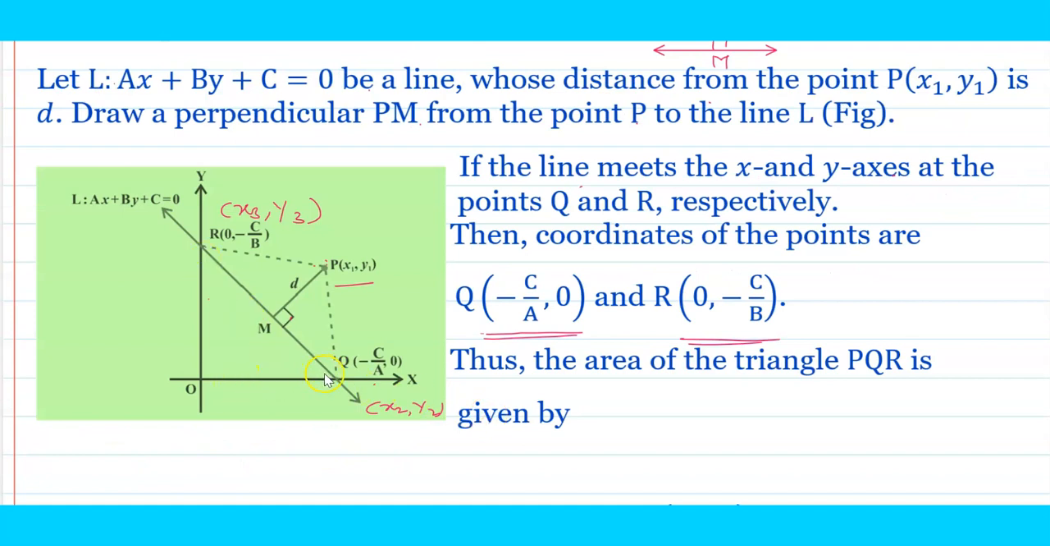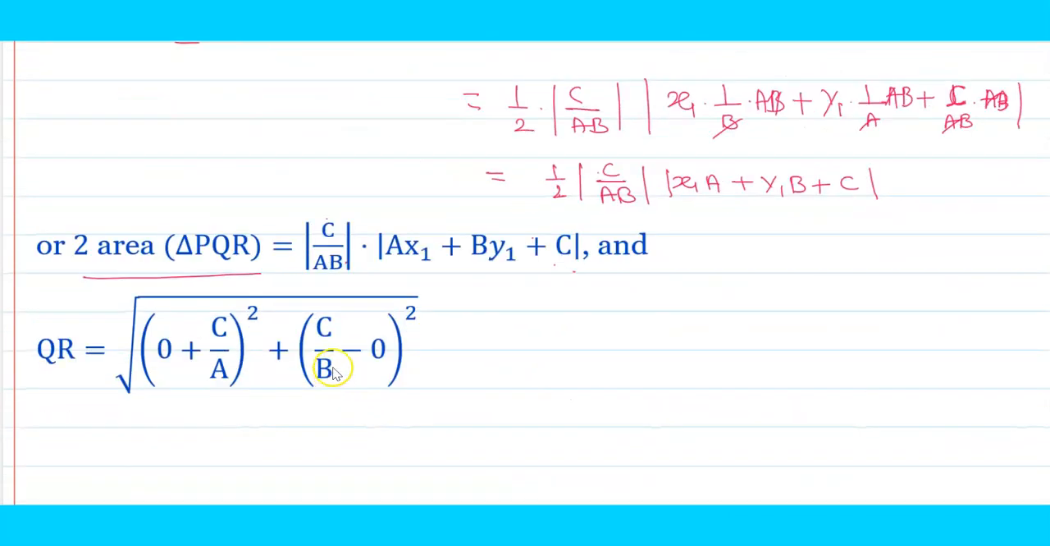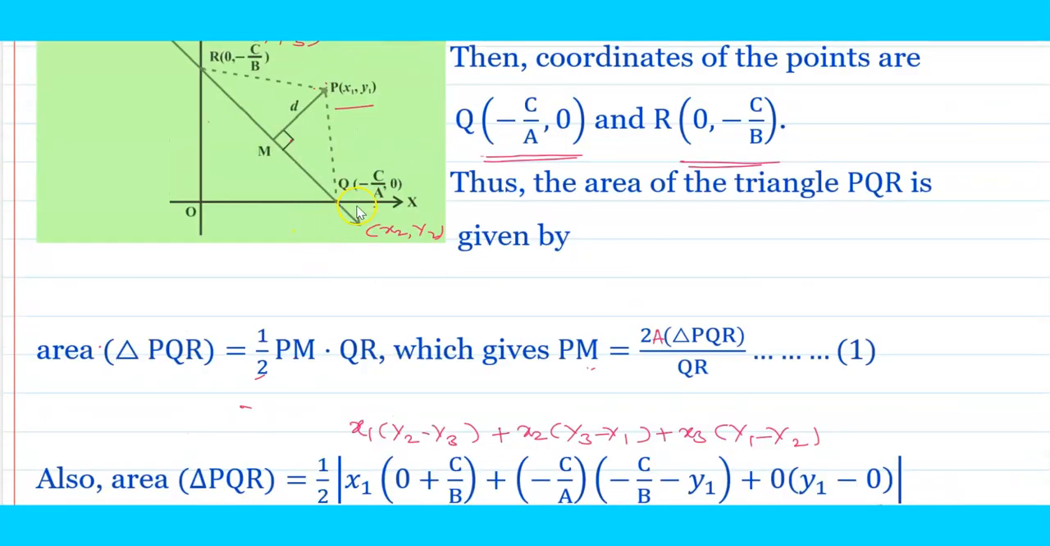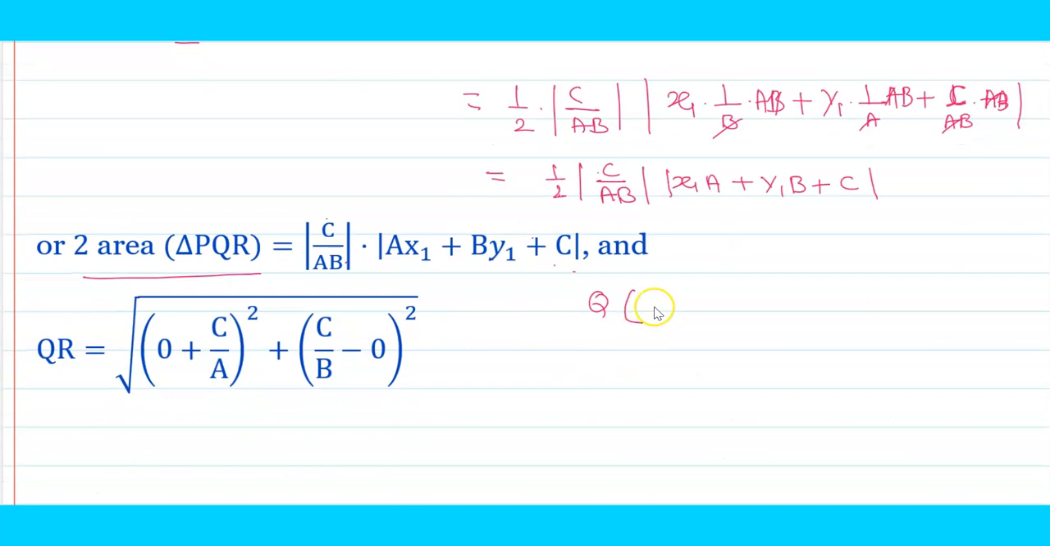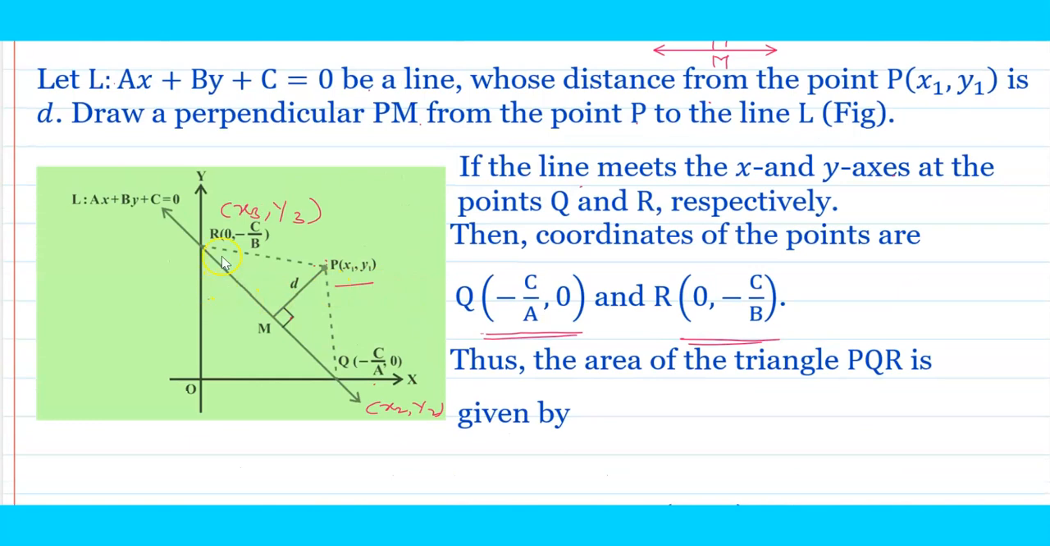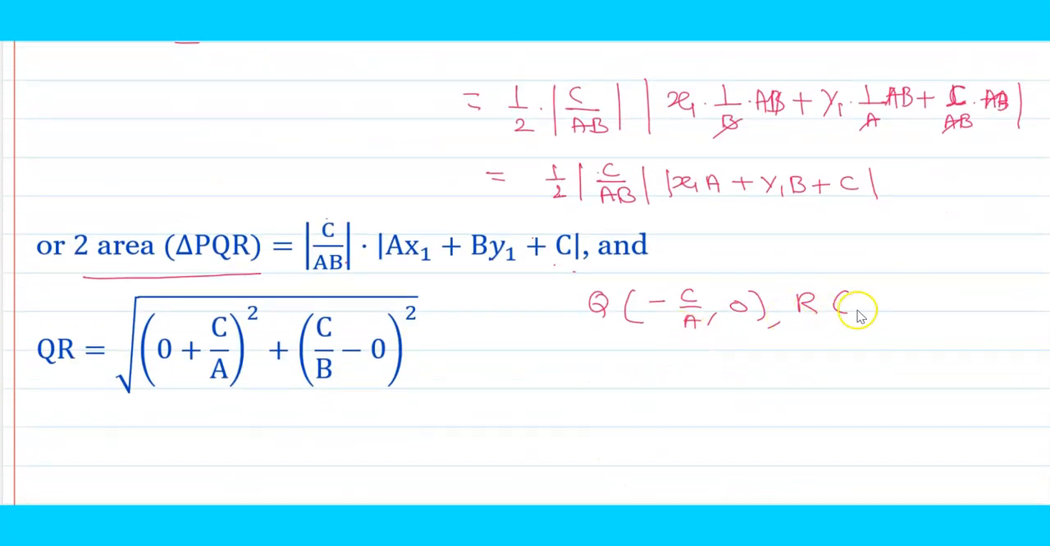Next, find out the QR distance. That is by using the distance formula. Okay. The coordinate of the point Q is, minus C upon A, 0, and R. Okay. Coordinate of the point R is 0, minus C upon B.